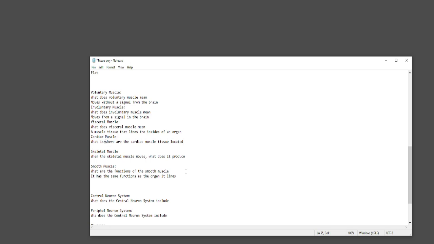Cardiac muscle. Where is the cardiac muscle tissue located? It's located in the heart, but it makes up the 4 chambers inside the heart. Skeletal muscle. When the skeletal muscle moves, what does it produce? It produces heat from motor nerves.